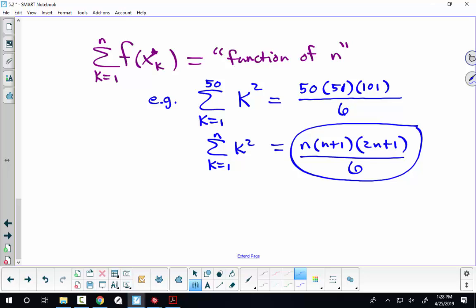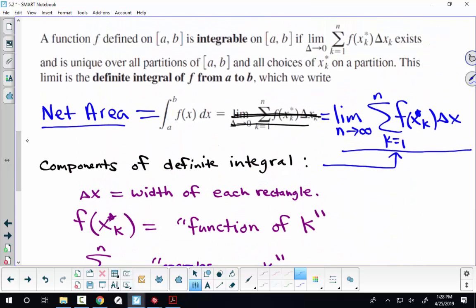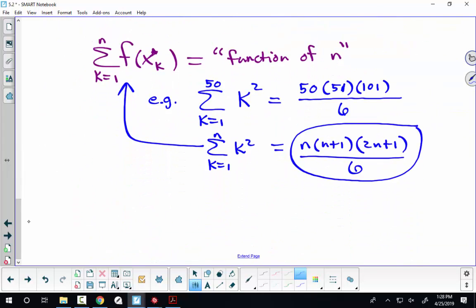So this right here corresponds to this right here. Once we apply the summation formula, you've got an expression or a function involving n. And then the final thing to do is compute the limit as n goes to infinity, and that gives us the net area. So let's call the new function after applying the summation g of n. The last component says that we take the limit as n goes to infinity.